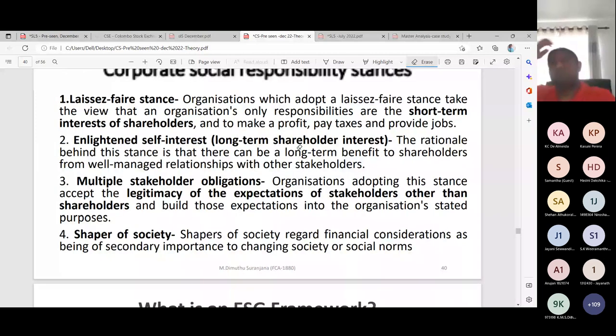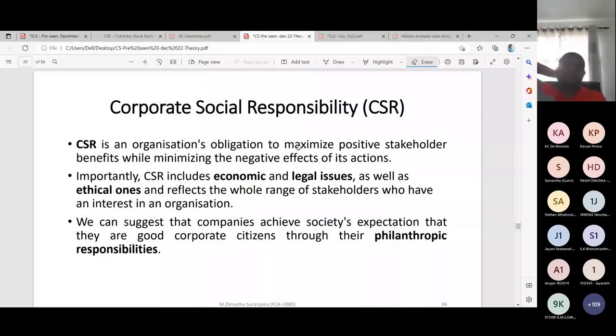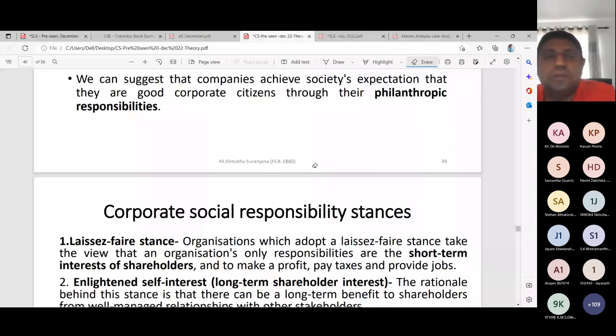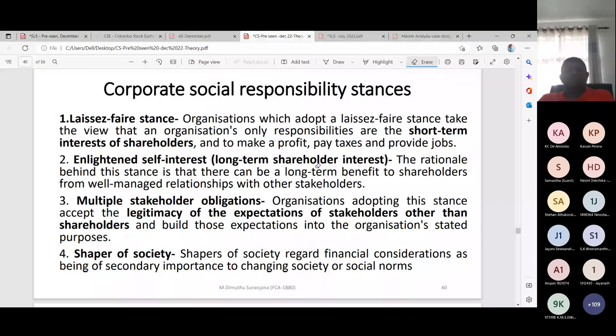This is corporate CSR. You know what CSR is, right? So you started to focus on the society's well-being also, right? So a broader stakeholder perspective is being considered. If you look at the CSR stances, one can argue this is more of a shape of society strategy, right? Or multiple stakeholder obligations. I still think that this is in the third step.